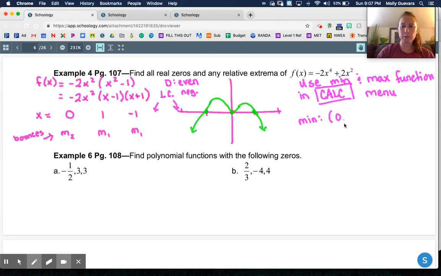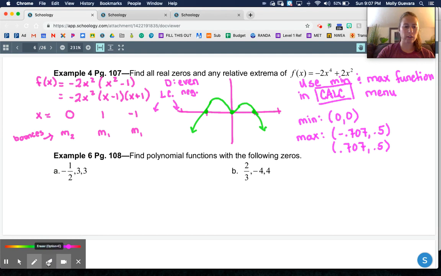Your minimum should be 0, 0. And then your maximum, you have two of them, like I said, so negative 0.707, comma 0.5, and the other one is positive 0.707, comma 0.5. So if you're not getting those, make sure you reach out, and we can go over how to do that on your calculator.